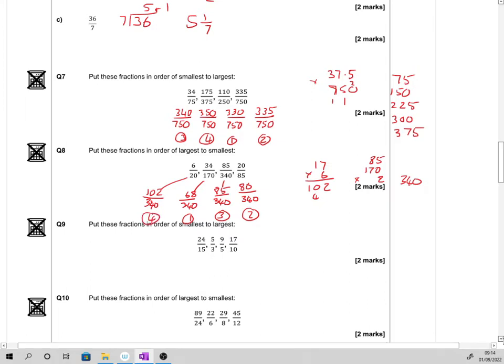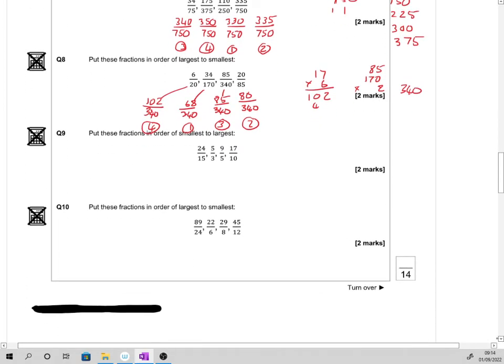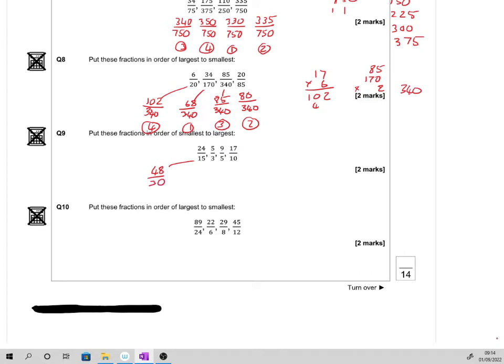Oh, I don't like these. Right, common denominator. 30. So this becomes 48 over 30. This becomes 50 over 30. This becomes times 6, 54 over 30. And this becomes 51 over 30. So the smallest is the smallest number at the top. So 1, 2, 3, 4.